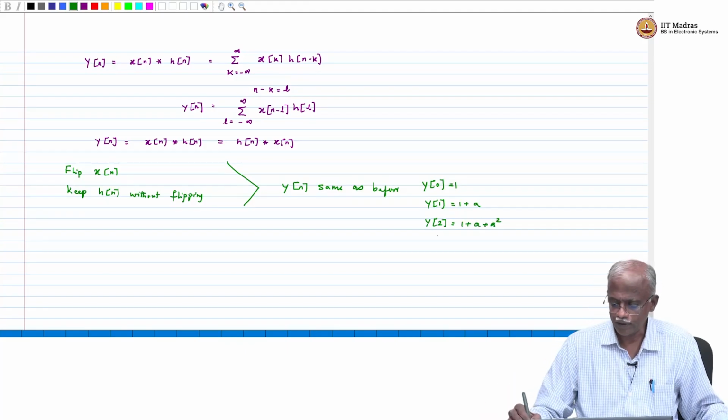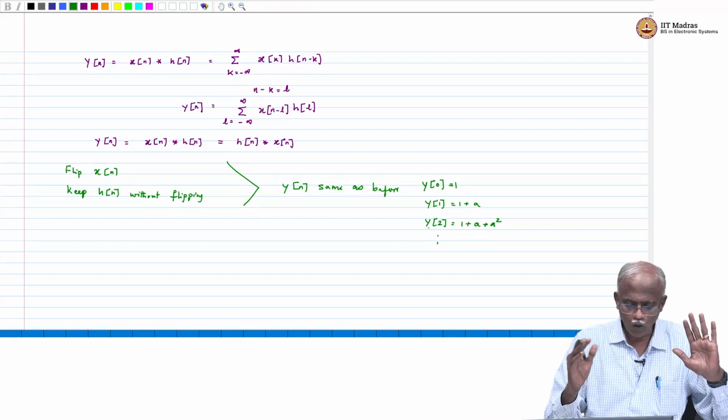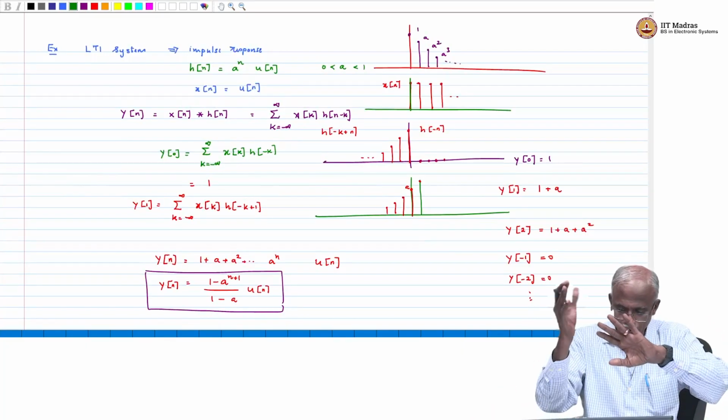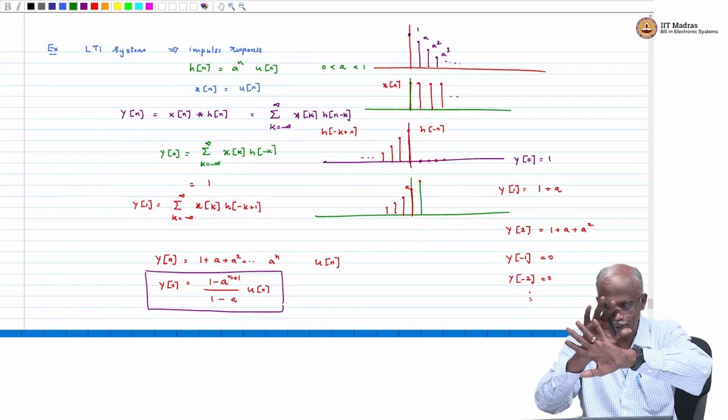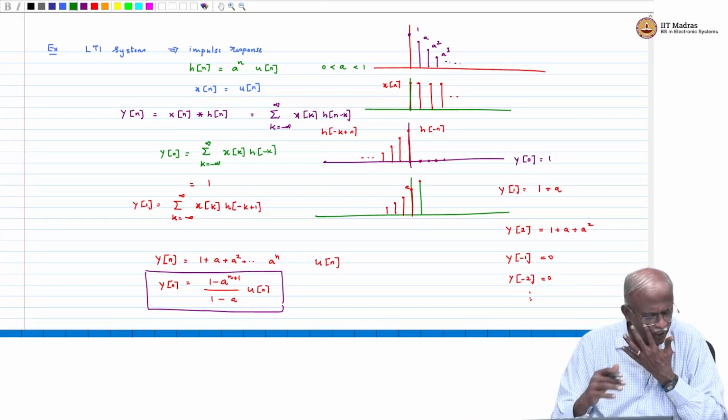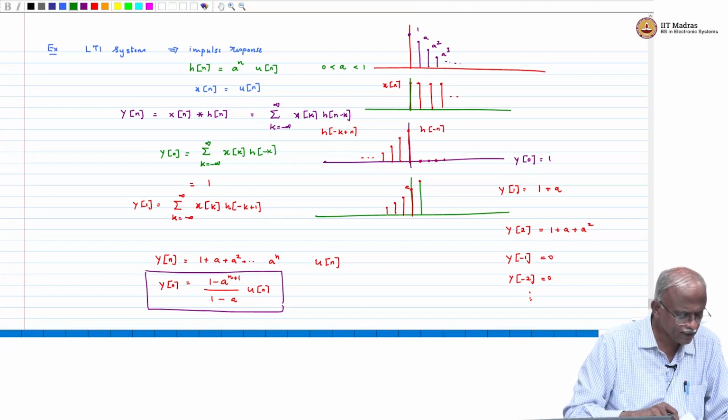You can verify. Basically, what we did previously was flip the impulse response, the unit sample response. Now this time you're flipping the input sequence, and this is just to verify that you get exactly the same result in both cases.